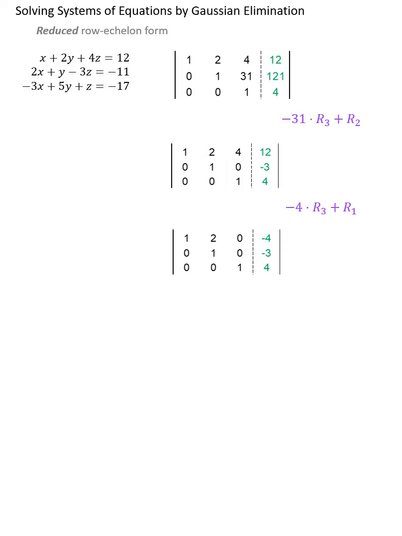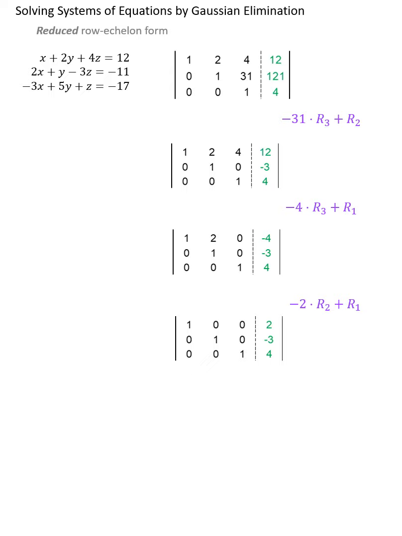Now, there's one number left that isn't on the diagonal, that isn't 0. And to get rid of that 2, perform this matrix operation now. Hit pause. You should have gotten this result.